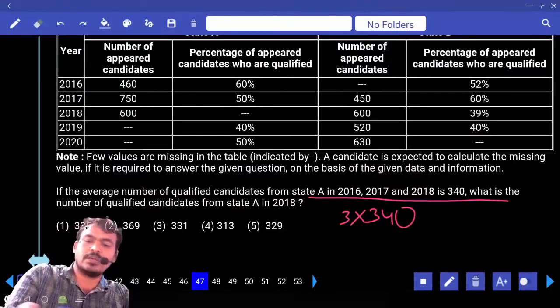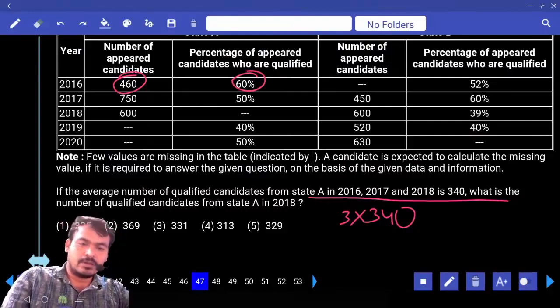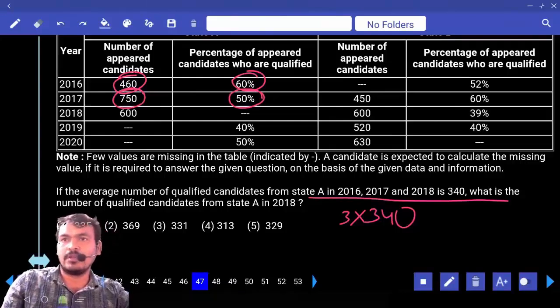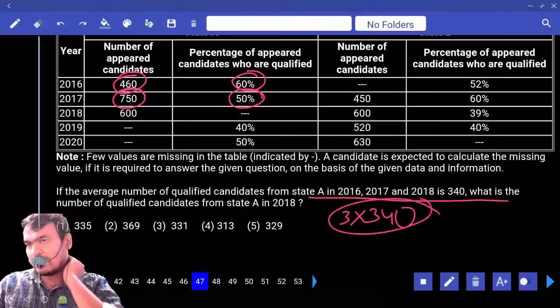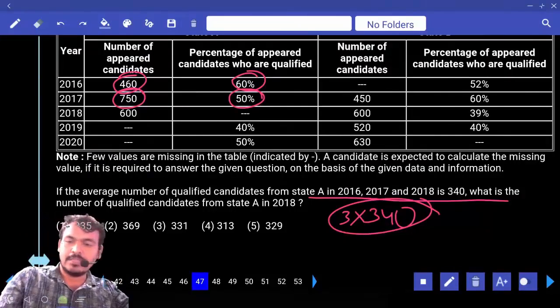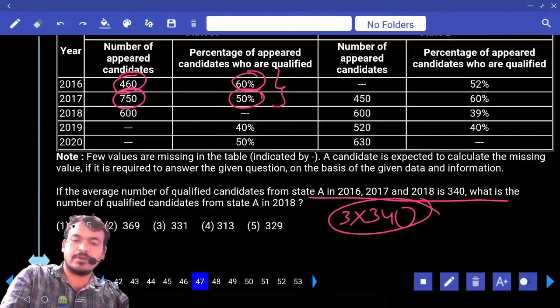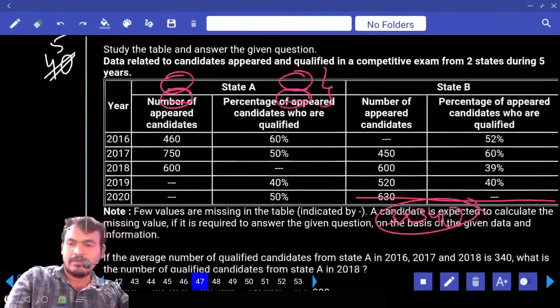First, in 2016, out of 460 how much percent? 60%, or not? 2017 also, out of 750 how much percent? 50%, or not? Okay. 3 into 340, 3 years value or only 1 year value? 3 years value, or not? Okay. In that 2 years value, 60% of which one? 460. 50% of which one? 750, or not?